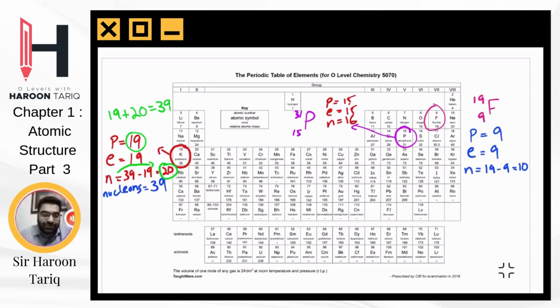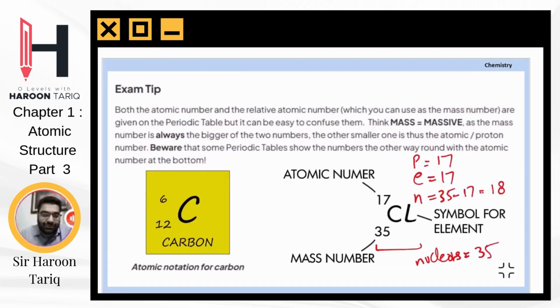Okay. Let me go to that slide one more time. Now, for carbon, what is the mass number? Mass number is protons plus neutrons, everything that has mass. 12. What is the nucleon number? That is also 12. Mass number and nucleon number is the same thing.